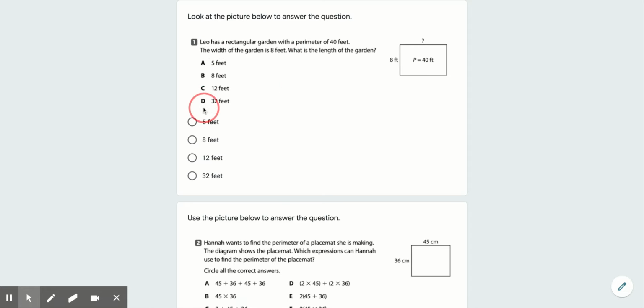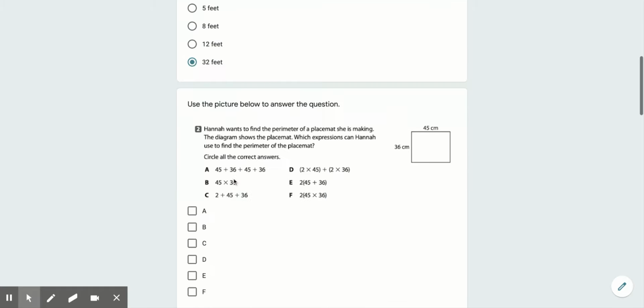When you choose your answer, so let's say you choose, I don't know, let's just say D. Choose D, and then you would click your answer here. So if you agree with option D, you would click 32 feet. Make sure your answers match up.